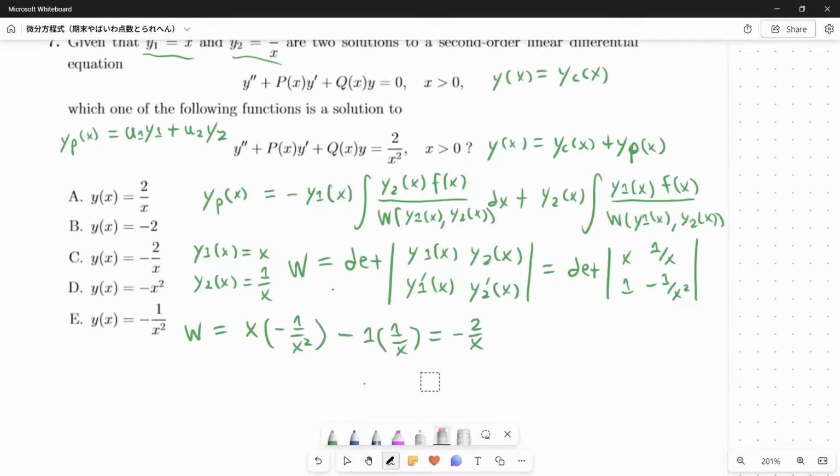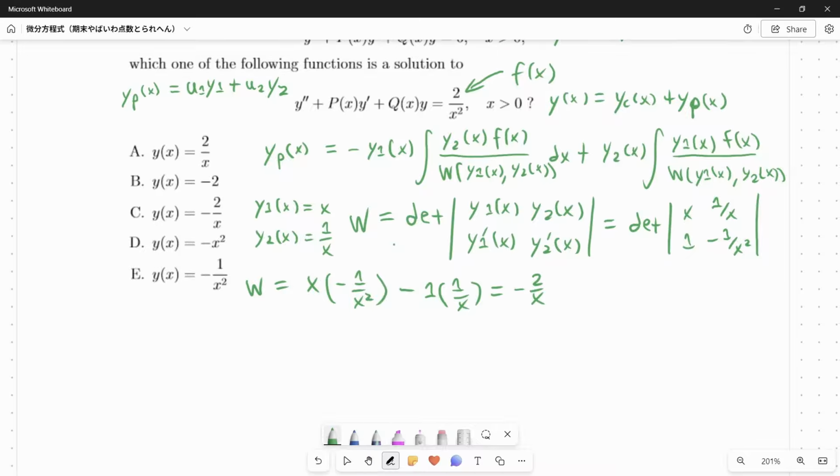And then the last thing we need to take care of is figuring out what f of x is in the formula that we have over here. All f of x is, I'm just using that to denote the inhomogeneous part of the differential equation given to us. Conventionally speaking, usually this 2 over x squared is denoted as f of x. So I'll just label that real quick. So that's going to be f of x. So now that we have everything we need, we can plug everything into the formula and evaluate it, and we'll end up with an answer.